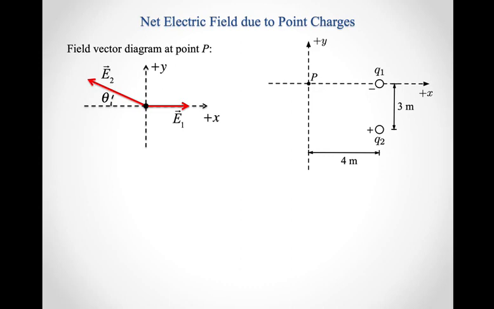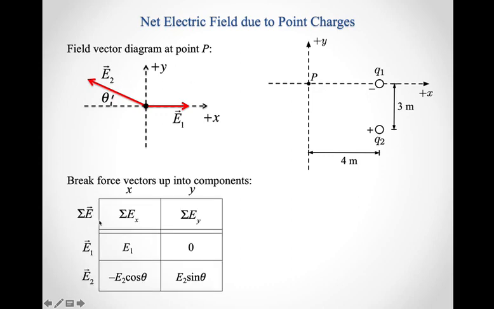So to get the net electric field, the vector addition problem I'm working is the net electric field at point P is equal to E1 plus E2. So that's the table I'm going to set up to help with that equation. So the net electric field is equal to E1 plus E2. And now I need to break all three of those vectors up into their components.